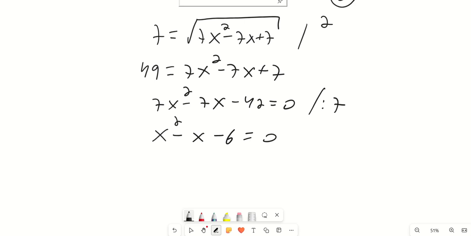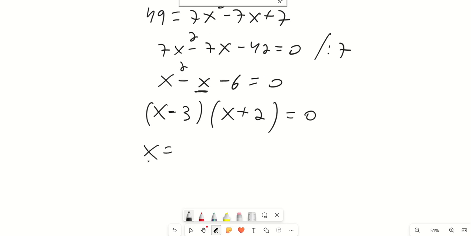And now I'm going to solve this quadratic equation by factoring it. So it's easy to see that here the multiplication of minus 3 and plus 2 will give negative 6, and also the addition of negative 3 and plus 2 gives here a minus 1. So this is the factorization of this quadratic term, and from here I can see that x equals 3 or x equals negative 2.